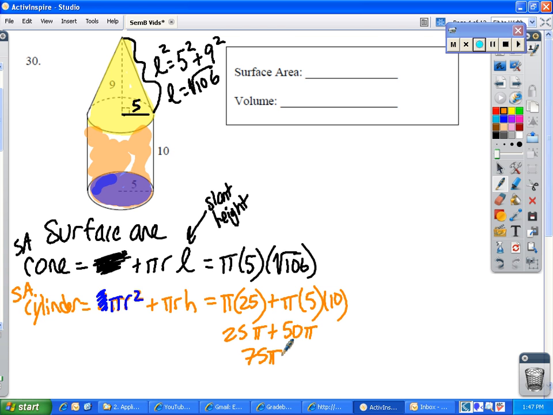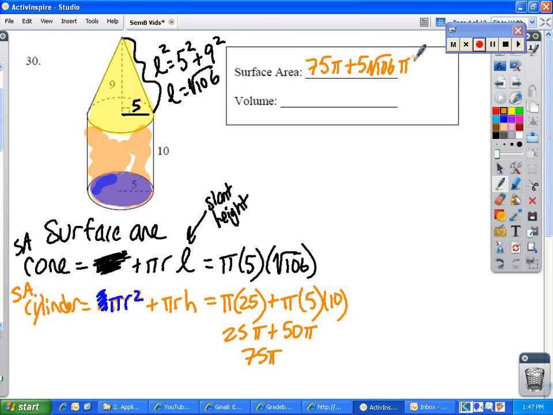So if we put these two together for the surface area of this figure, we have the cone, we have the cylinder part and the base, which is 75 pi, plus from the cone, we have 5 root 106 pi.